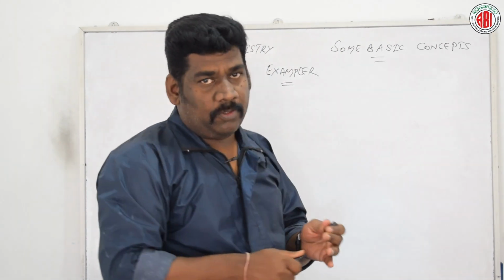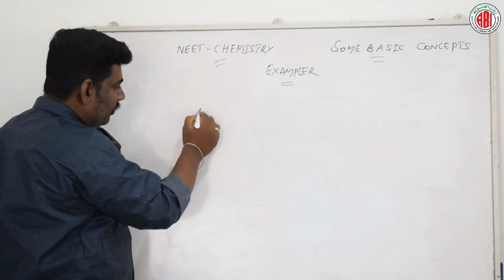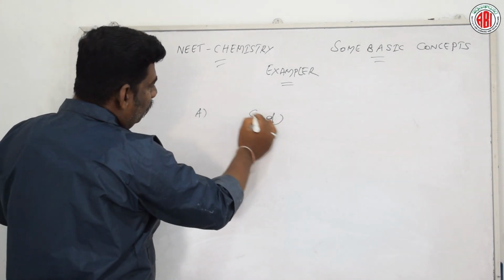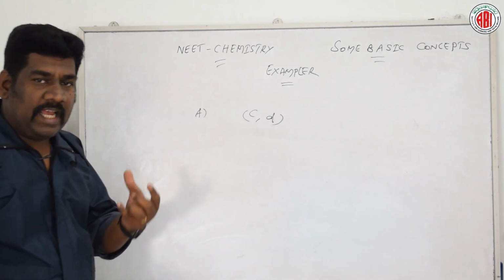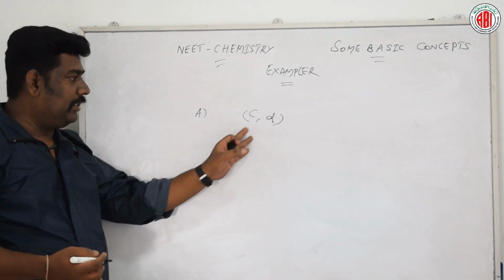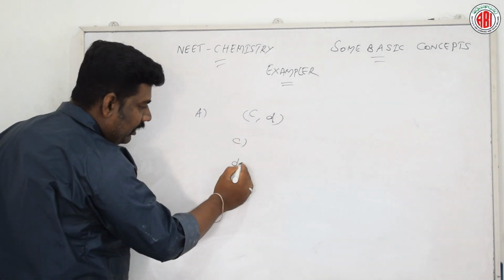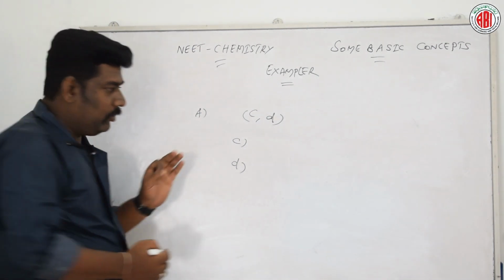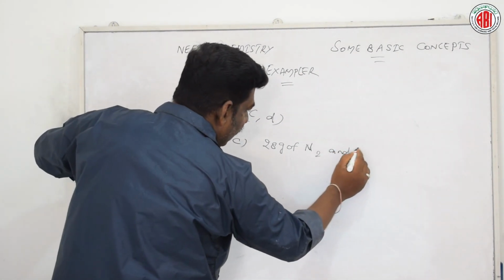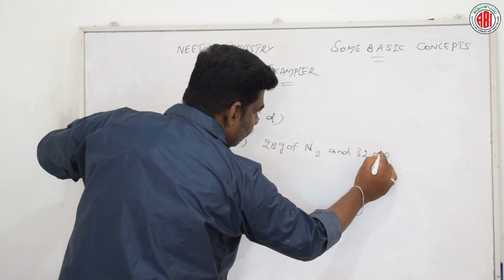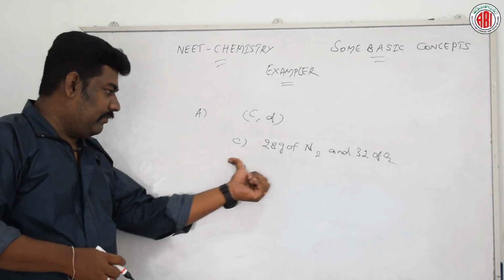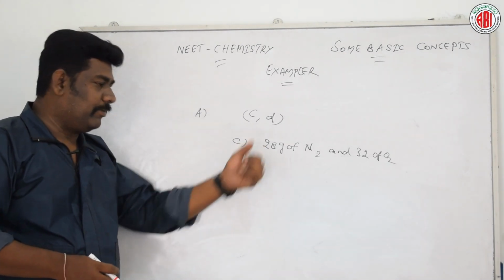Let us see how to solve this problem. The answer for this question: if you look at it particularly, options C and D both have the same number of atoms. Let us see how it is possible. Option C is given as 28 gram of nitrogen and 32 gram of oxygen. First let us complete option C, then we will go for option D.